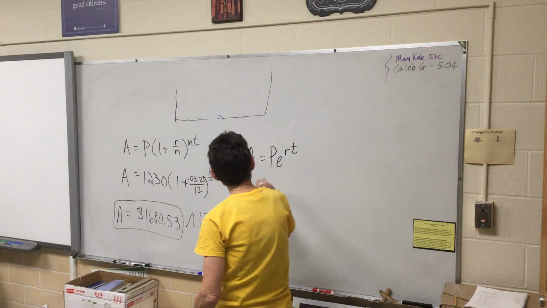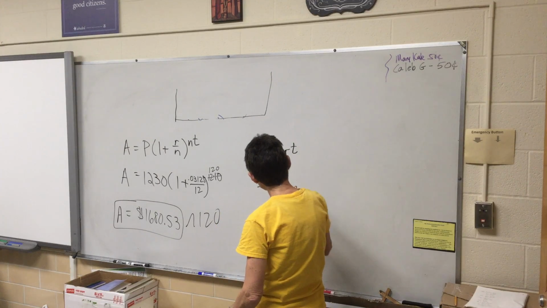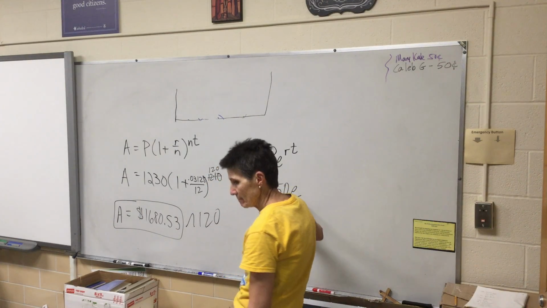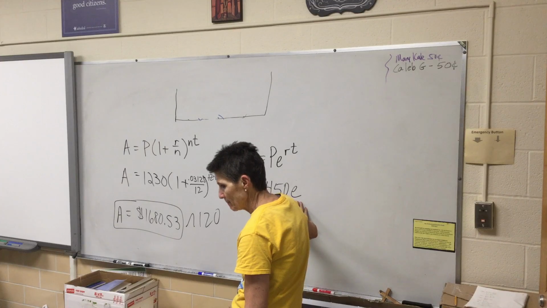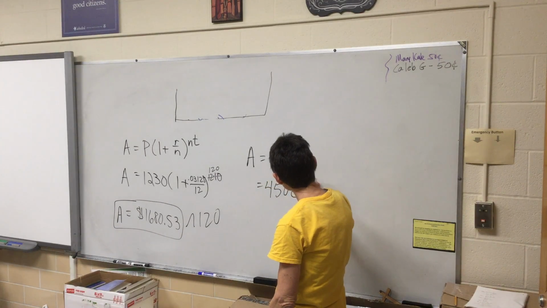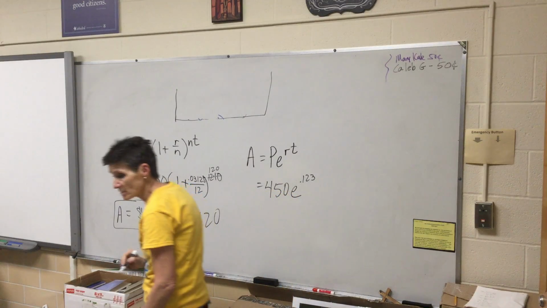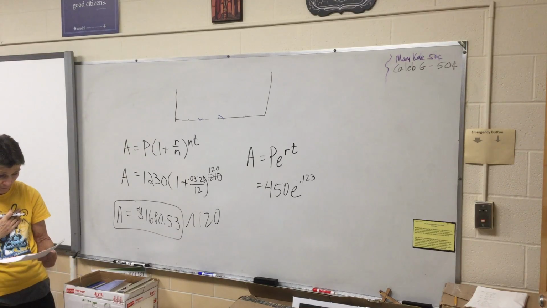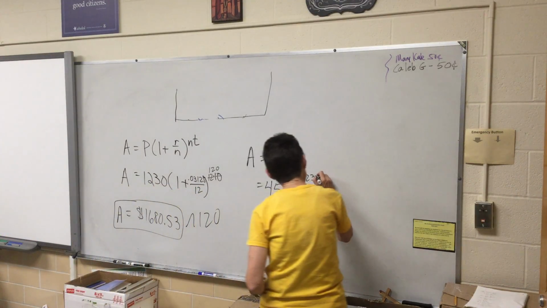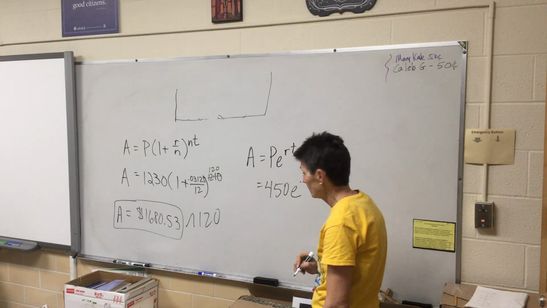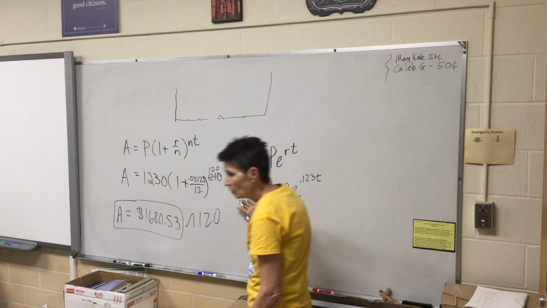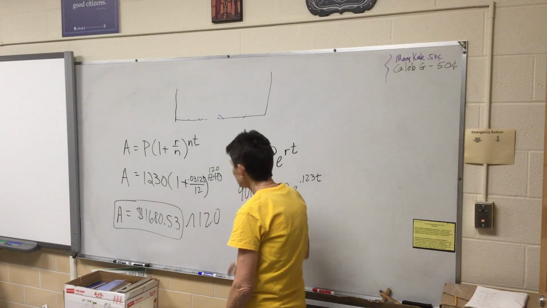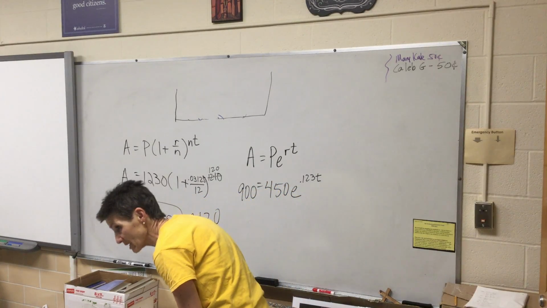I am starting with 450. P is how many you start with. Remember, E is not a variable. E is just E. You don't plug anything in for it. The growth constant is 0.123. Notice it's already a decimal for me. It's not a percent. It's a decimal. How long will it take? So that's my T. What's the A? 900. And we know it's 900 because once again, we're doubling.